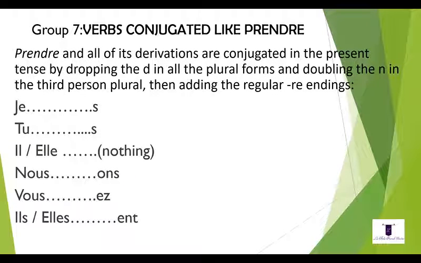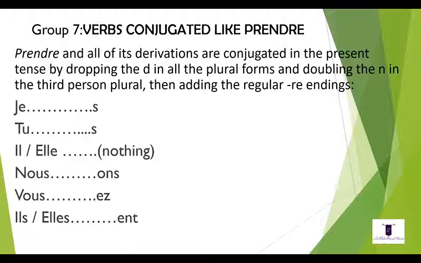First of all, let's say that prendre has derivations, meaning verbs that are conjugated like prendre are called prendre derivations. So prendre and all of its derivations are conjugated in present tense by dropping the D in the plural forms and doubling the N in the third person plural. Then adding the regular RE endings.